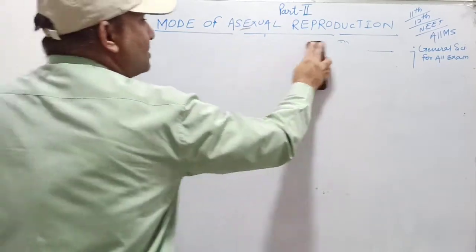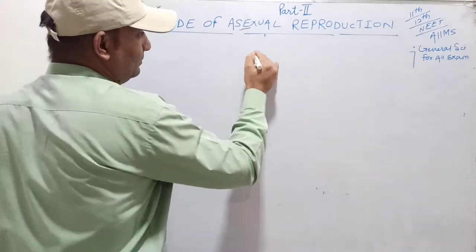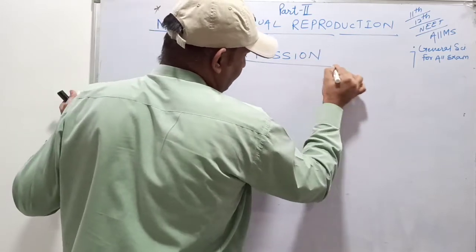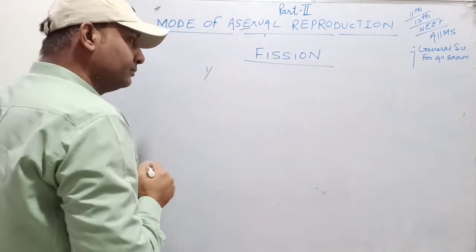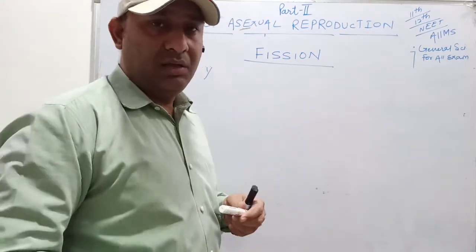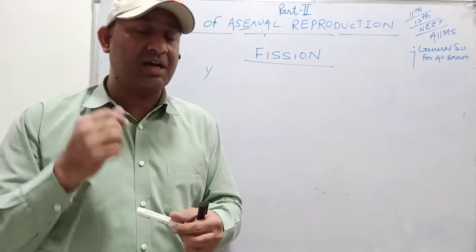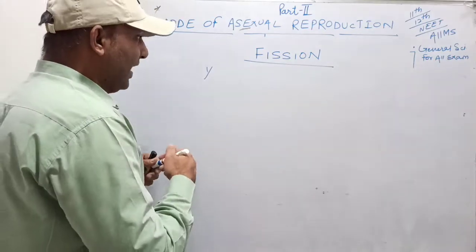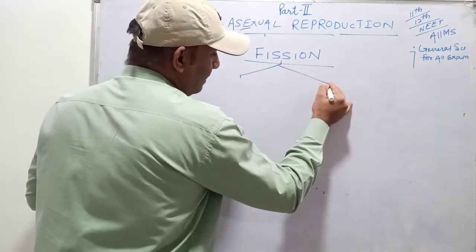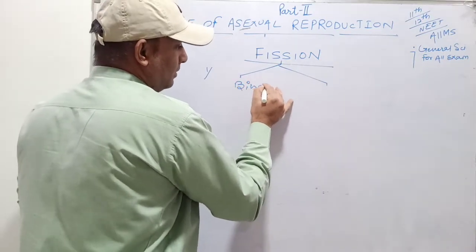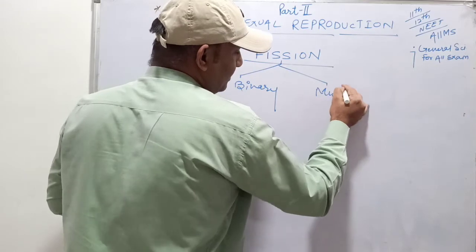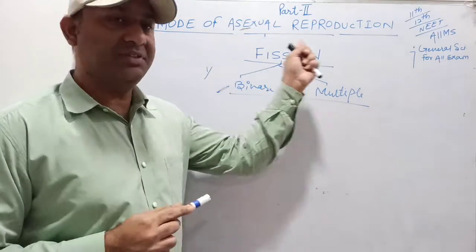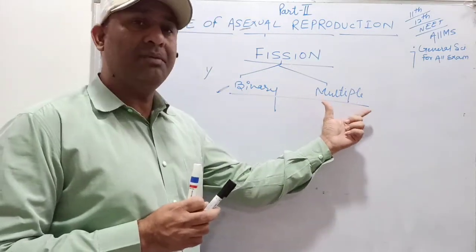So the first mode of reproduction is fission. First of all, the definition: the process by which an organism is split into two or more halves and each half develops into a new progeny is called fission. It is of two types, binary and multiple. Clear? So there are two types of fission in asexual reproduction: first binary fission, second multiple fission.